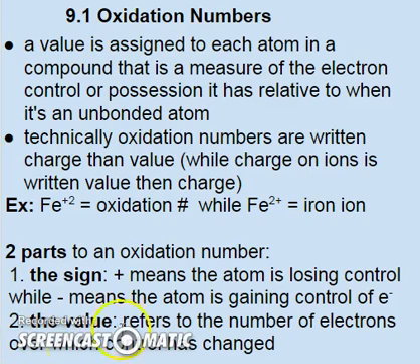So there are two parts in an oxidation number. The sign shows you if it's losing or gaining control, and then the value refers to approximately the number of electrons. Now, I say that even though I just said don't think of it as exactly the number of electrons, because we can actually have fractions for oxidation numbers.